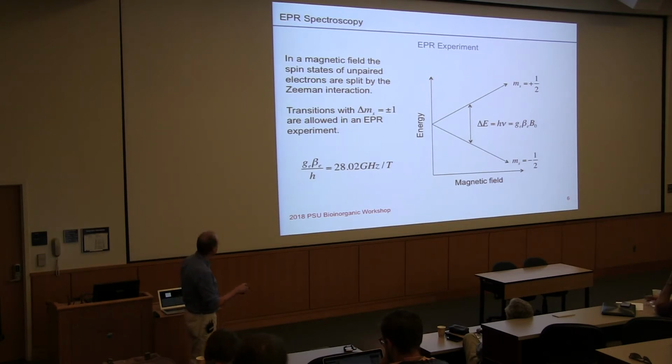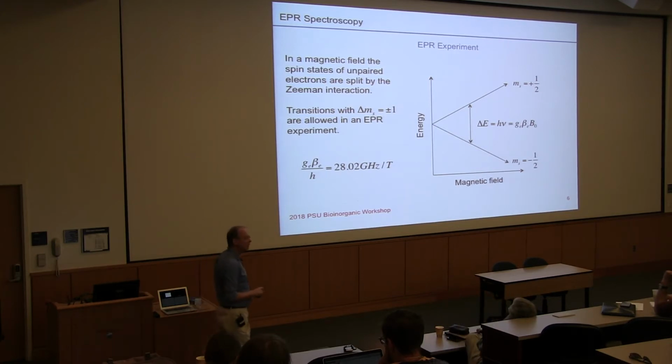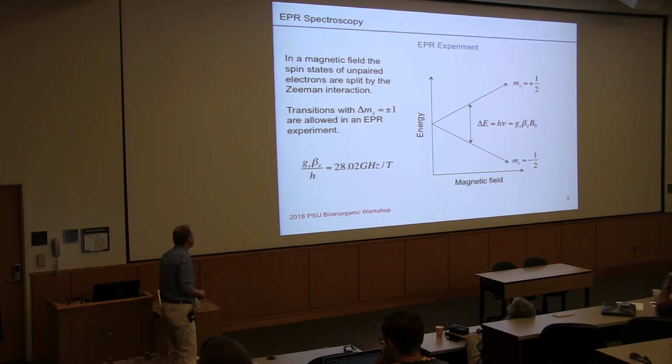If I write h nu equals g beta B0 and divide through by h, I get a constant, g beta over h, and that tells me the relationship between the frequency I need and the field. The value there is about 28 gigahertz per Tesla. So if I've got a field on the order of a Tesla, I'm going to have frequencies in the gigahertz range, which is in the microwave region of the spectrum. So what we're doing is microwave spectroscopy on our unpaired electrons.